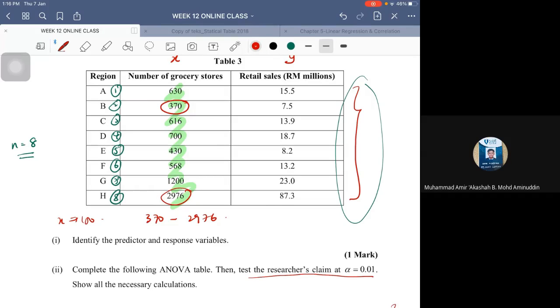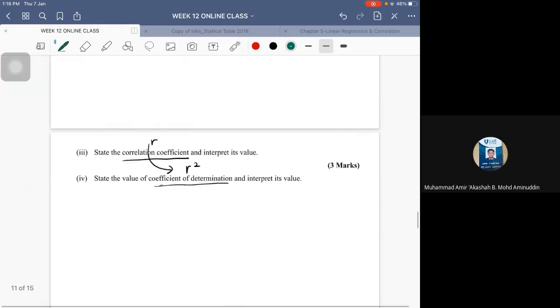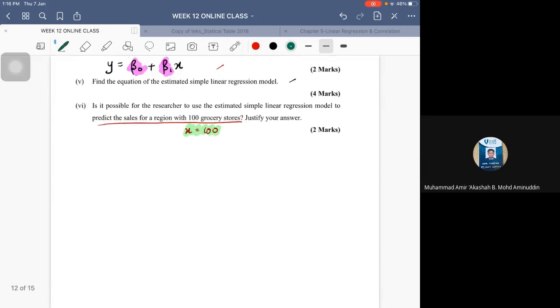So can we actually use this model when x equal 100? The answer is no. Why is the answer no? Because when we want to do prediction, we have to make sure that the x value we are about to use for prediction is within this particular range. The problem is now 100 is not within our range, so therefore the answer is no. It is not within our range of sample values. Okay, so that is going to be the answer for this case.